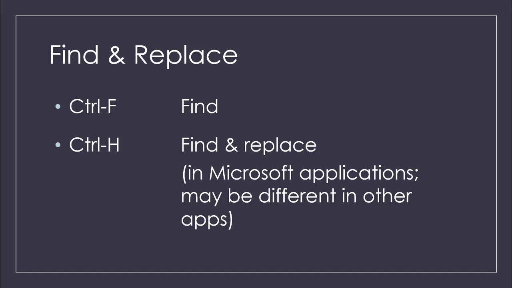You can also find text and replace text with just the keyboard. Using Control F for finding text is practically universal across applications, websites, etc. In Microsoft products, you can use Control H to find and replace text. Other applications may have a different keyboard shortcut for find and replace. But let's see what happens when we use Control H in Word.